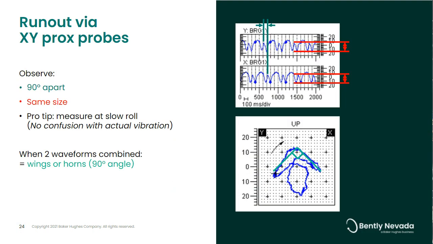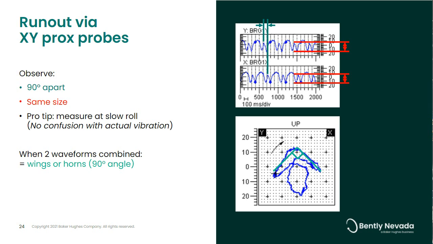I wanted to highlight one more here that you may have noticed before, but I wanted to mention it specifically. When looking for telltale signs of mechanical runout, surface defects or scratches, one thing to really keep an eye open for on orbits, you'll see them as little wings or horns sometimes. These are the 90-degree signals as the defect passes by each of the probes. So it'll be roughly the same size, and they'll be 90 degrees apart.